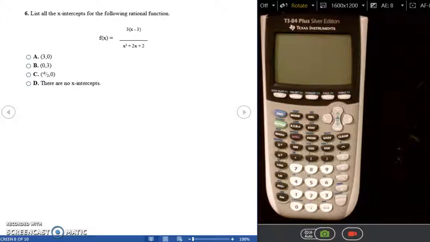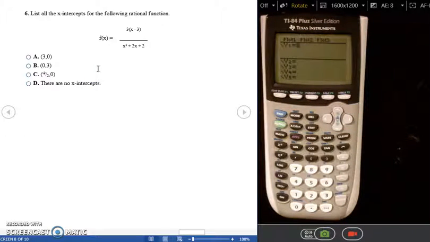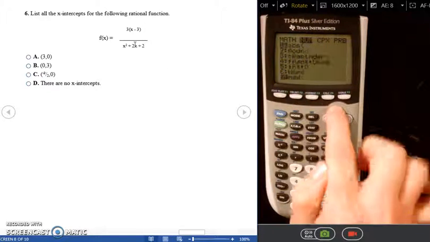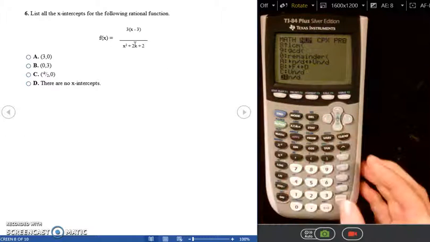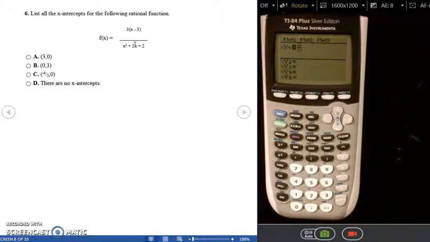This first question here, we're asked to find the x-intercepts. The first step is to go into Y equals, clear out anything that's there, and type this rational function into Y1. To get the fraction form to fill in, I'm going to go to Math, right arrow over to Number, and then up arrow so that the last option, D, is selected, which says Numerator over Denominator, and press Enter. That gives me a fraction to fill in.